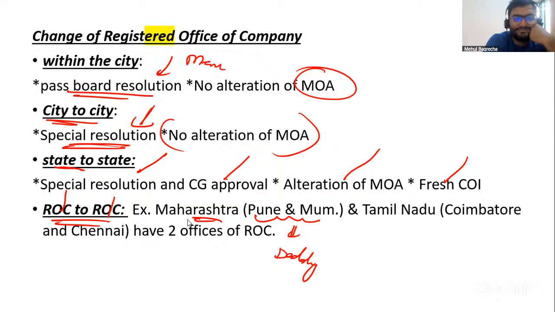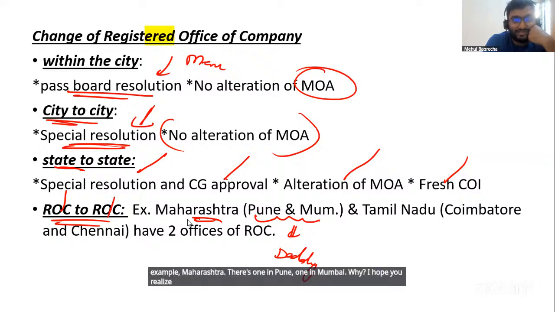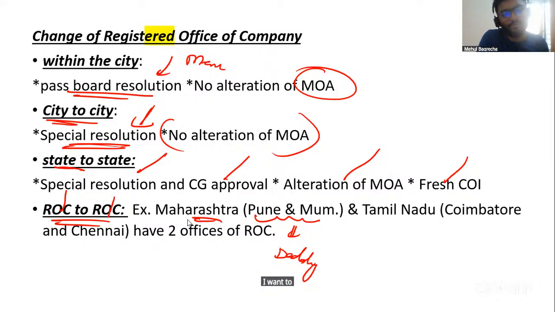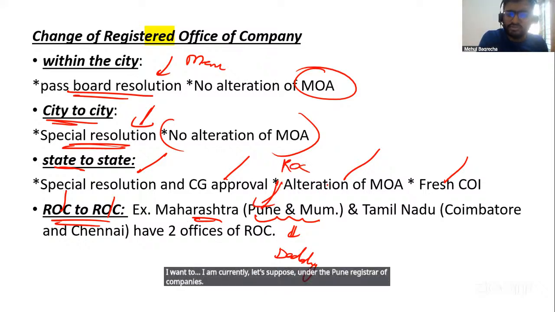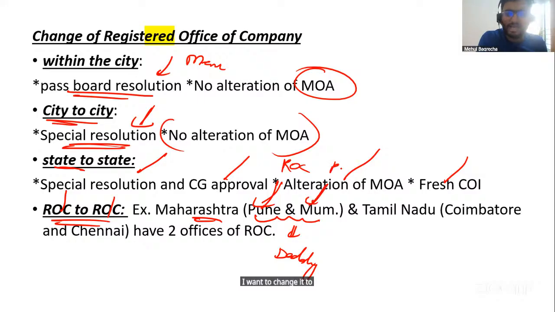Example, Maharashtra. There's one in Pune, one in Mumbai. Why? I hope you realize Maharashtra is the financial capital of the country. There's a lot of work which happens there. So in this case, I am currently, let's suppose, under the Pune Registrar of Companies. I want to change it to Mumbai ROC. Are you with me? Everyone understanding?